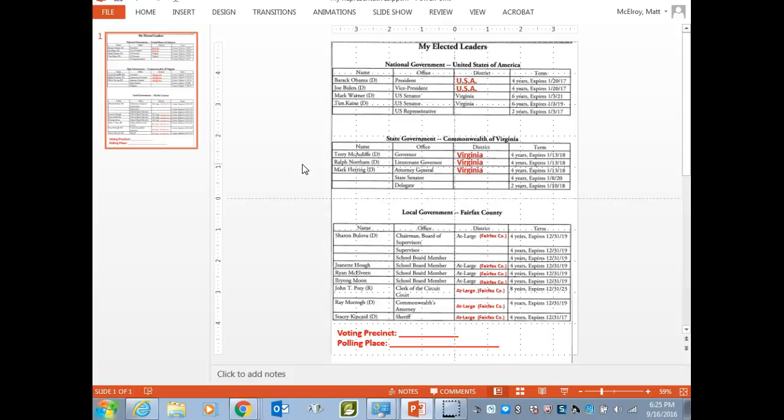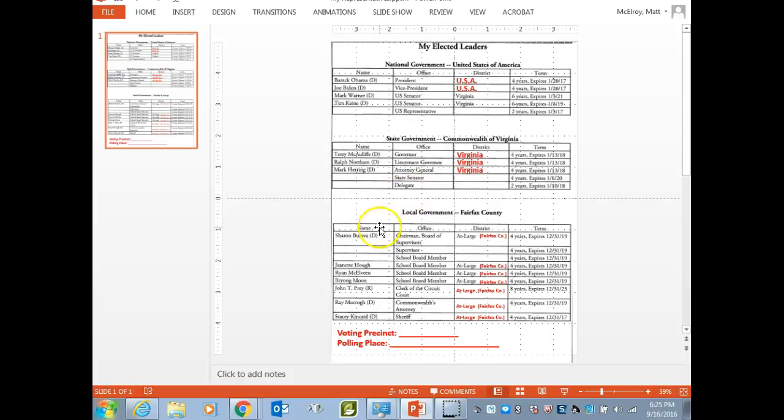Each state senator represents one slice of the state, if you will. Those districts are actually numbered. By the way, the representative districts for the national government are also numbered. The House of Delegates in the General Assembly is divided up into 100 districts of roughly equal population, and those districts are numbered as well.